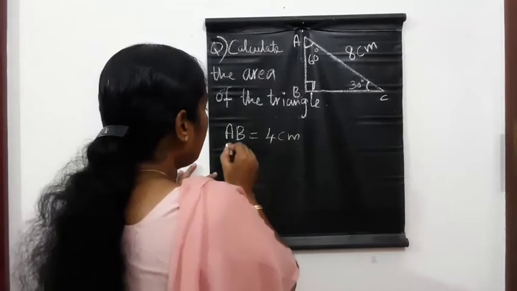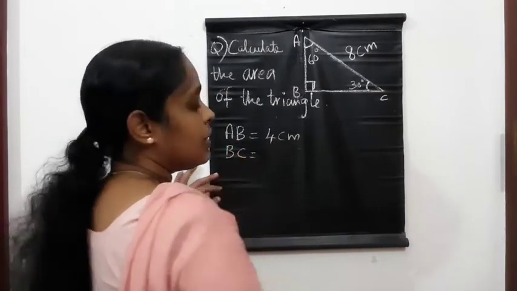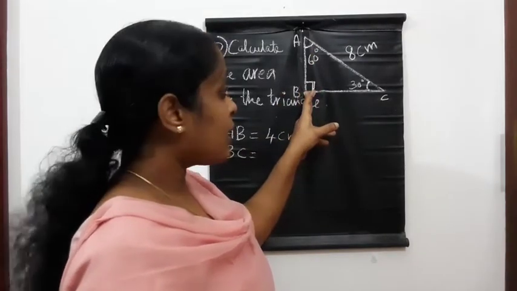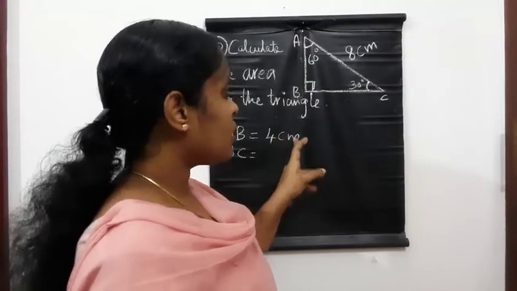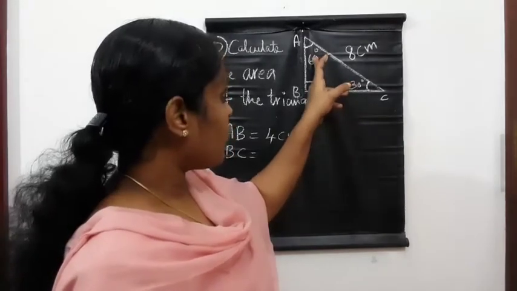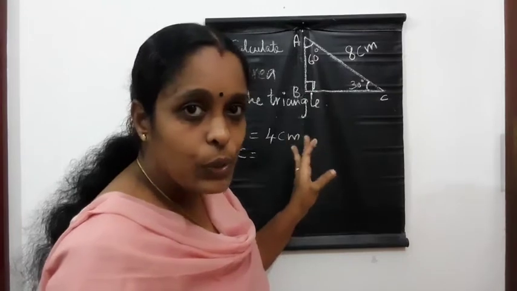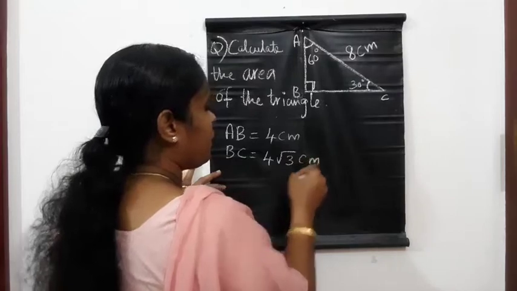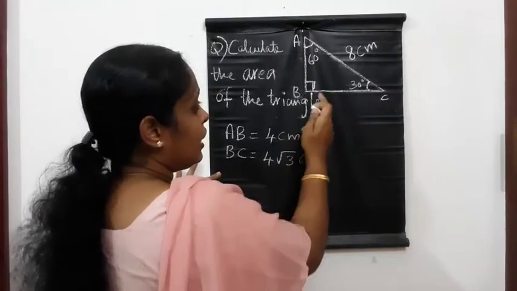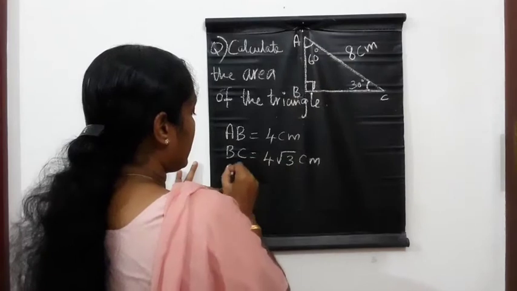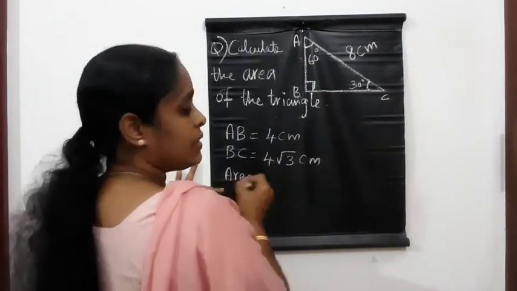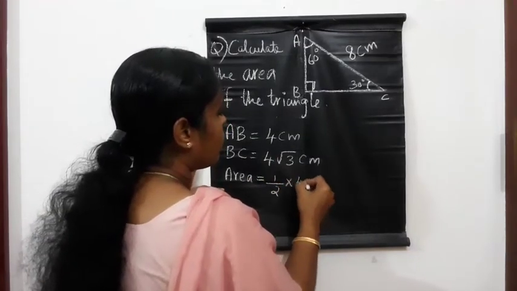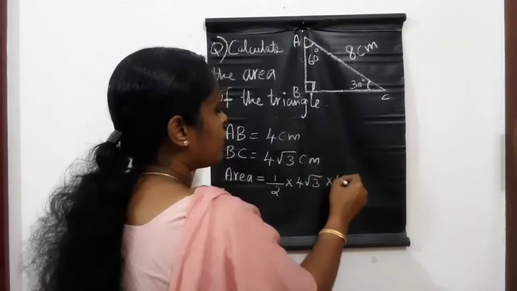And BC, that is the length of the side opposite to 60 degree: if the length of the side opposite to 30 degree is 4 centimeter, then the length of the side opposite to 60 degree is 4 into root 3, that is 4 root 3 centimeter. So here we know the length of base and length of height, so we can calculate the area of this triangle. That is, area is equal to half into base into height, that is base is 4 root 3 into height is 4.